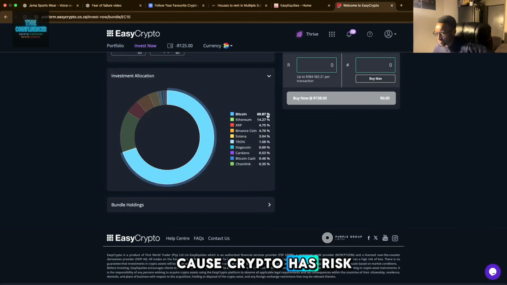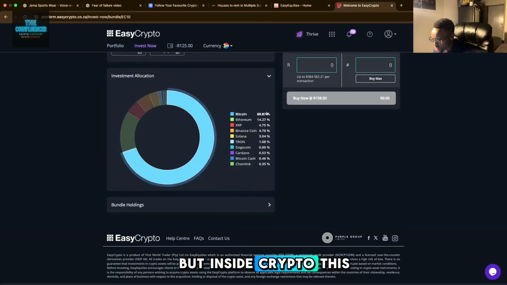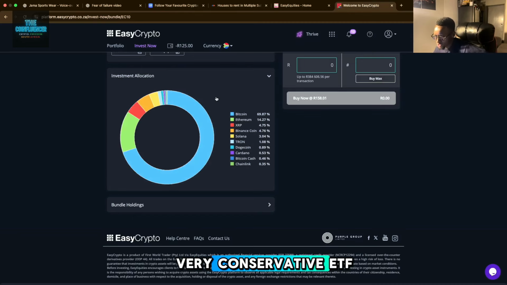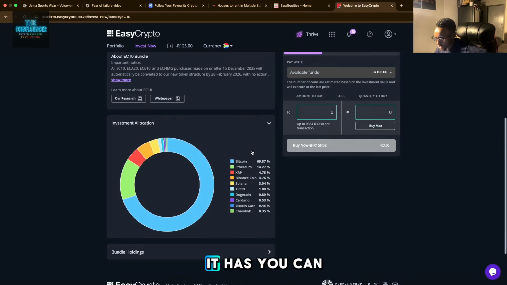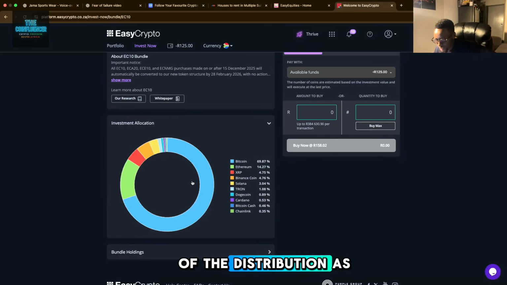Because crypto has risk. It's riskier than the normal investment route, but inside crypto, these are the most conservative coins that you can find. And this ETF focuses mainly on those big cap coins. So it's a very conservative ETF. So here you are much less likely to see huge fluctuations on your investment. Okay, so this is a very safe ETF. As you can see here, they even give you a visual representation of the distribution.